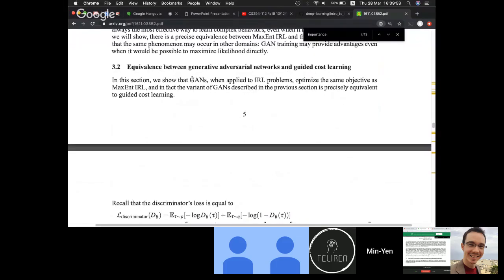So it says in this section here, we show that GANs, when applied to inverse reinforcement problems, optimize the same objective as maximum entropy inverse reinforcement learning. And in fact, the variant of GANs, as described in the previous section, is precisely equivalent to guided cost learning.